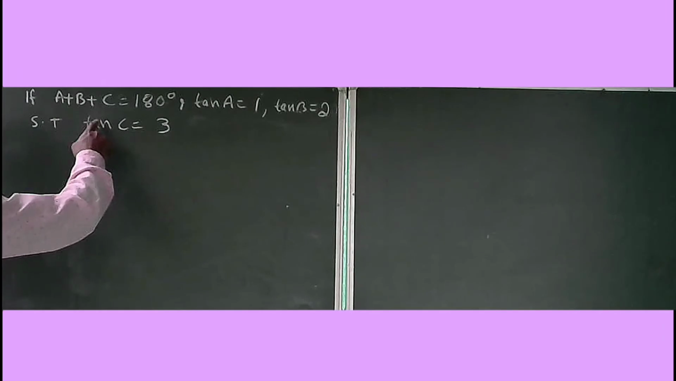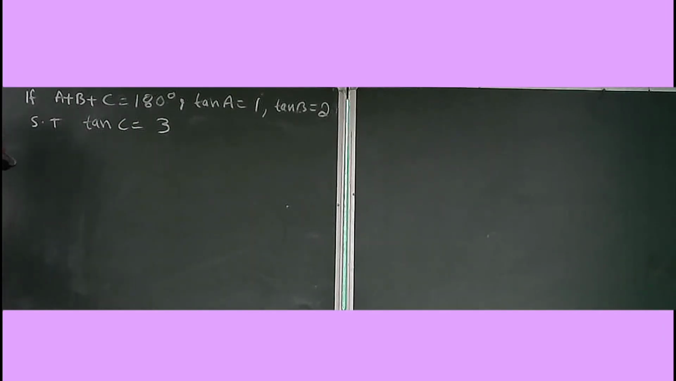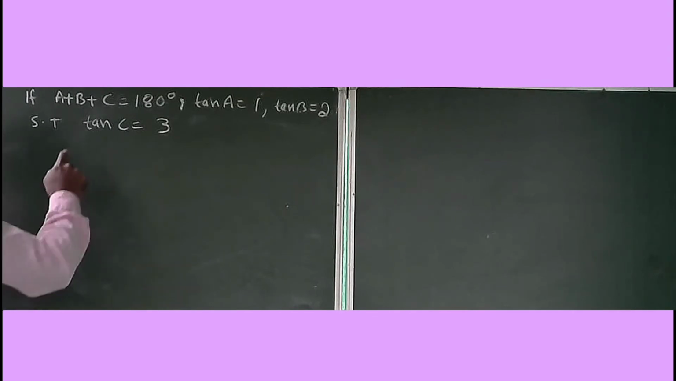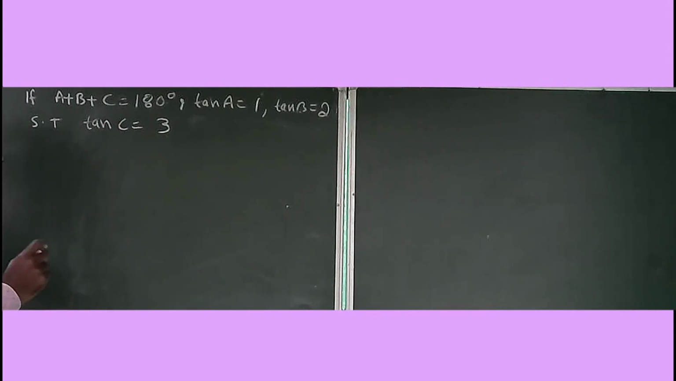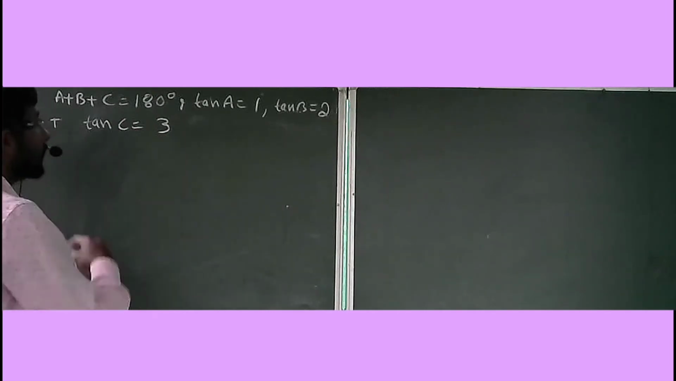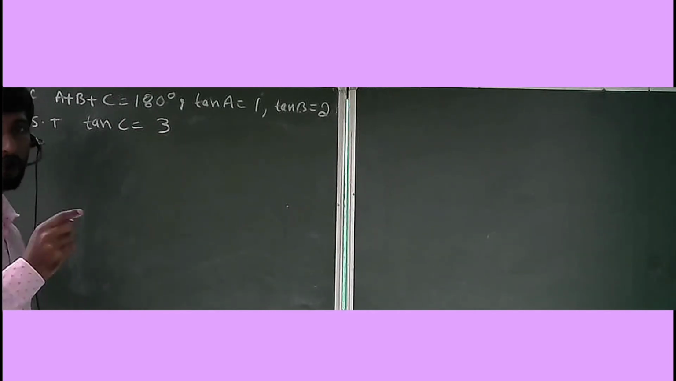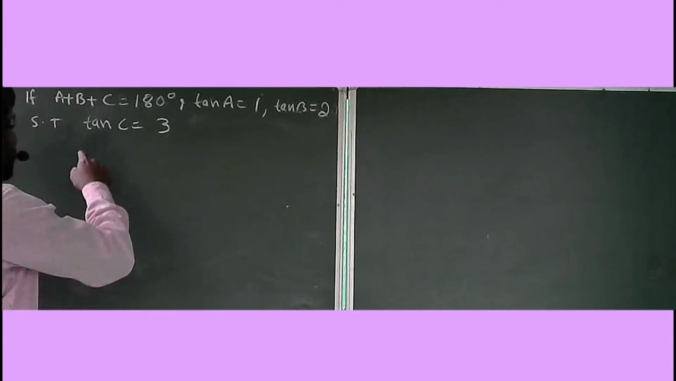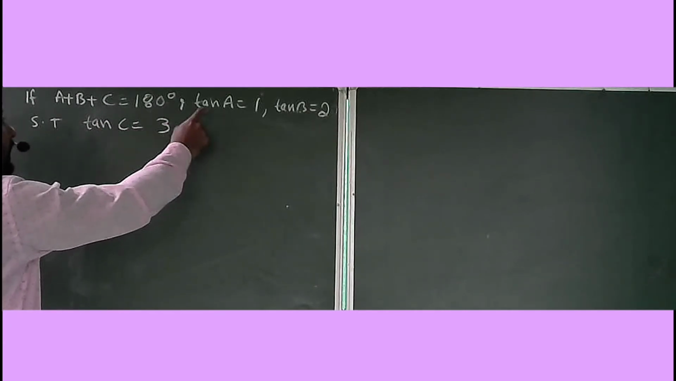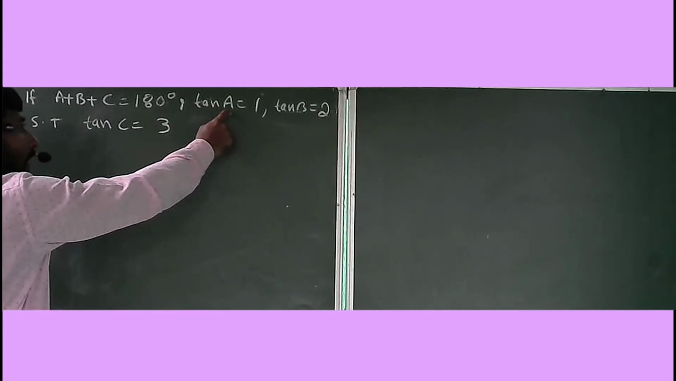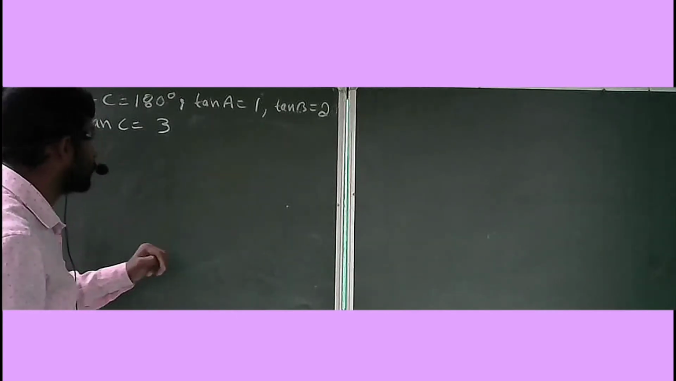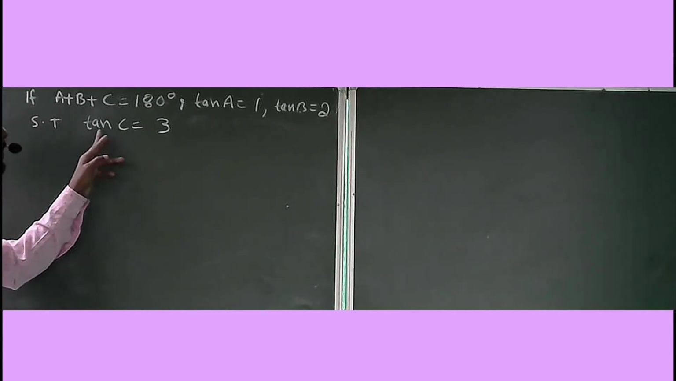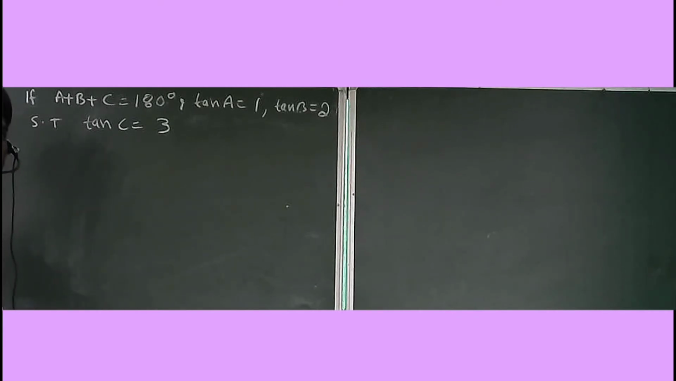The next question: if A plus B plus C is equal to 180 degree, what does it imply? A, B and C are angles of a triangle, right? Because sum of three angles of a triangle is equal to 180 degree. Their sum is equal to 180 degree and tan of one angle is equal to 1. Tan of another angle value is equal to 2. You need to show tan of the other angle value is equal to 3.